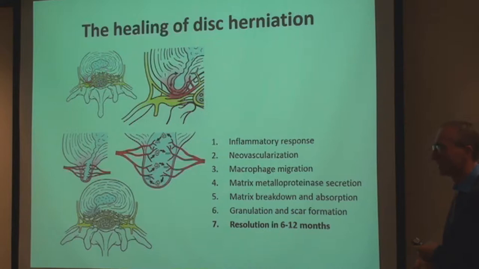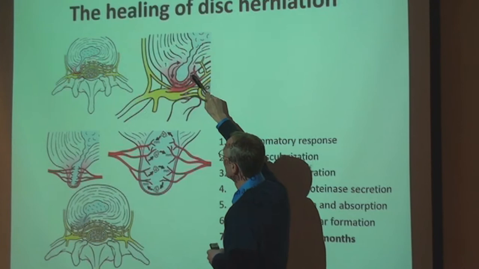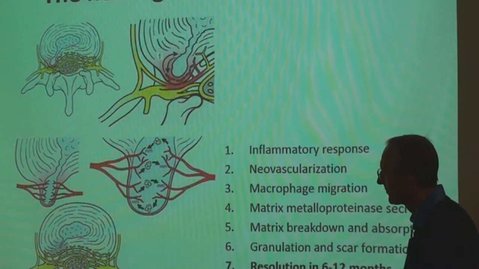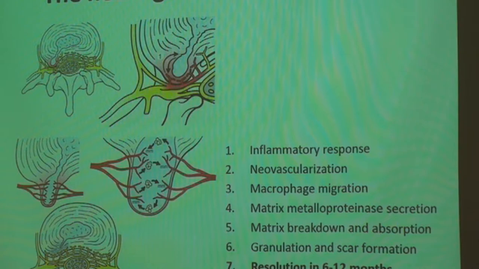What is the basic knowledge behind the healing of intervertebral disc herniation? The accepted theory says that any herniation, as depicted here, causes a reactive inflammation, reactive ingrowth of new vessels, which is new vascularization, and the release of all the cellular and molecular mechanisms of the local inflammatory process, which consequently leads to the breakdown of the matrix, formation of granulation tissue, scar tissue formation, and resolution of the disc herniation or the fragment in 6 to 12 months.